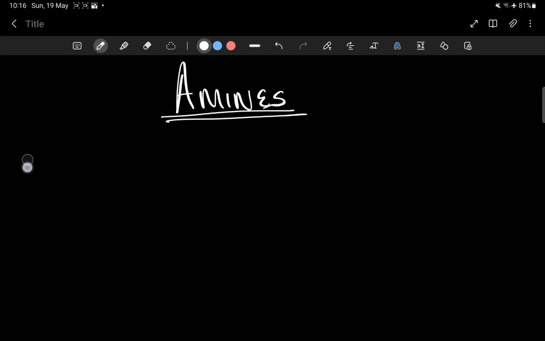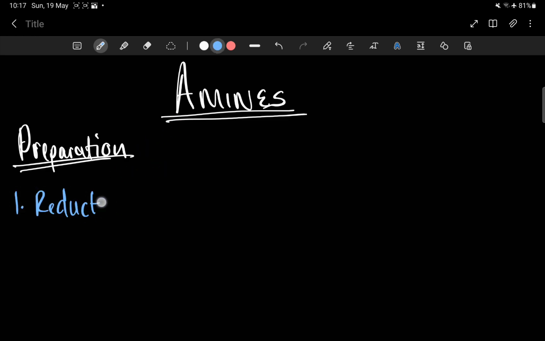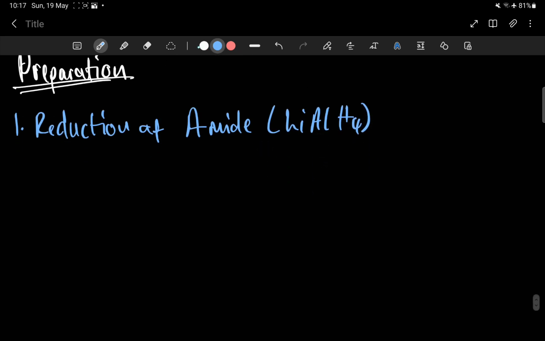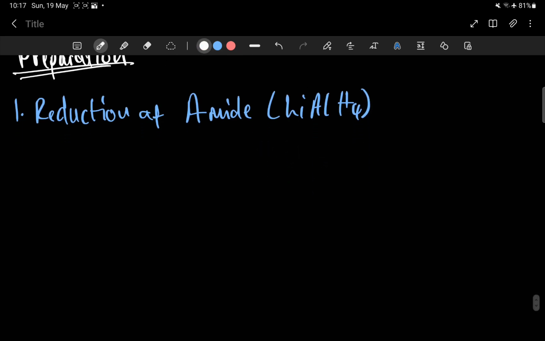Okay, so let's talk about preparation of our amine. When we are talking about preparation of our amine, we have two methods. Number one is the easier one, and it is reduction of the amide. Here we are going to use again LiAlH4. We can't use NaBH4 because that guy is very specific. He only likes aldehydes and ketones.